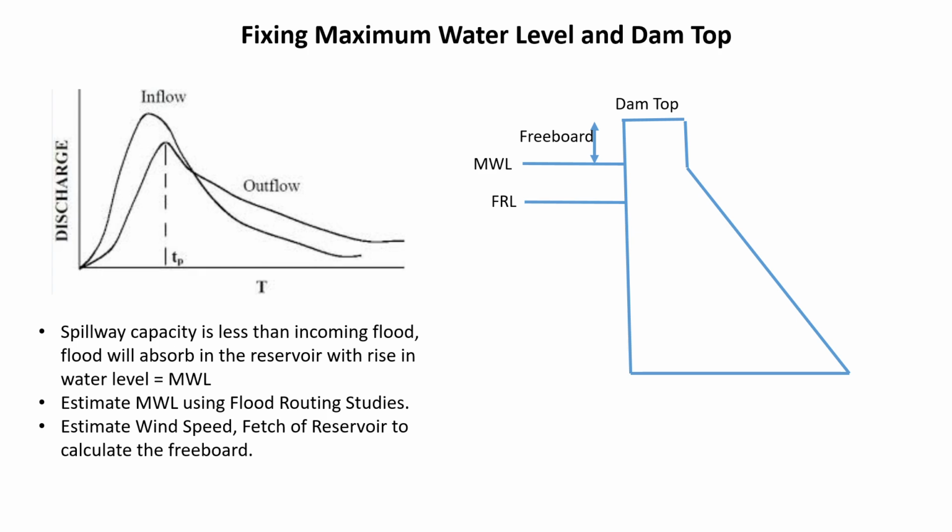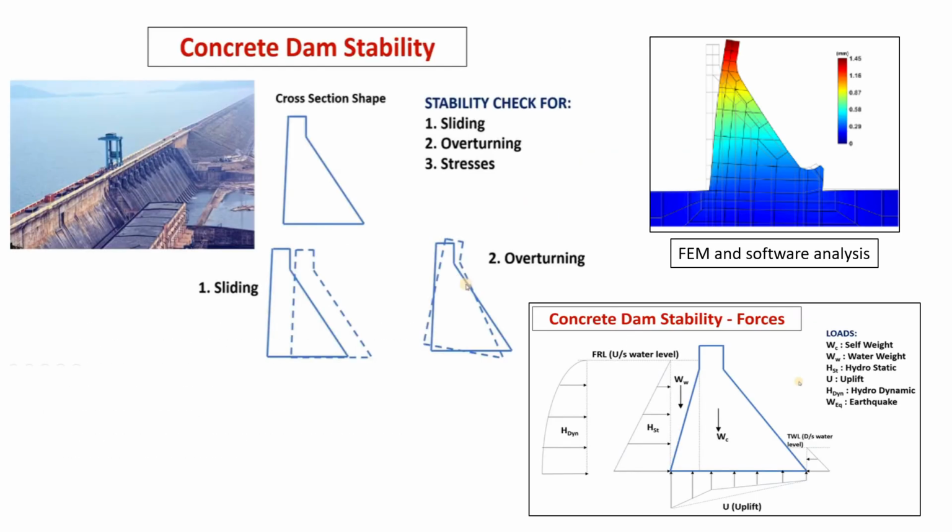We need to estimate the wind speed and fetch of the reservoir, and with the prescribed method, we can estimate the freeboard. Winds blowing over the reservoir will increase significant wave height and it forms the basis for freeboard calculations. Freeboard is very important for all dams. Once this dam top is fixed, we can now go for stability analysis to finalize the dimensions of dams. We all know that dams should be stable at all times. This can be checked by stability analysis. Concrete dam stability is different and earthen dam stability is different. Concrete dams are generally called gravity dams, because the weight of the dam adds to the stability.